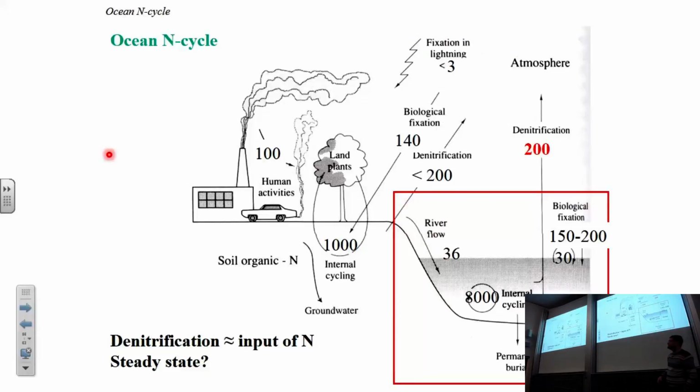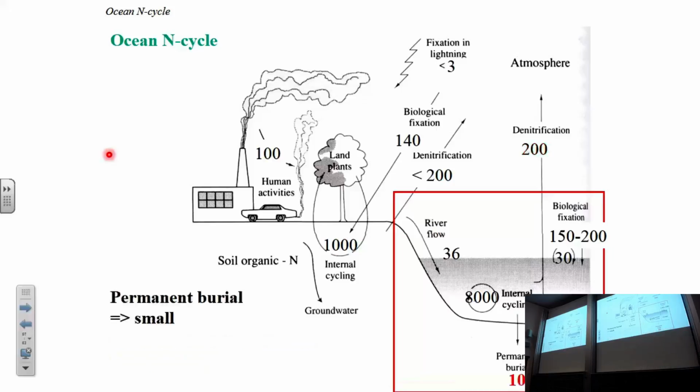So that's this flux out. We've got this flux in from biological fixation and a little bit from rivers coming in, and it looks like those numbers start to match, in the sense that we've got a system that's in kind of steady state. There's a small amount of burial. Anytime we bury organic carbon in the sediment, we'll be burying some organic nitrogen as well, so there's a small out term there.